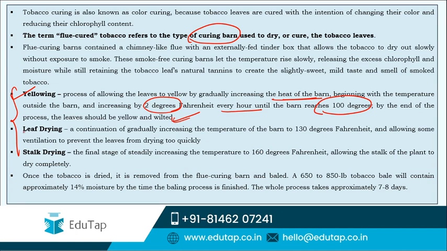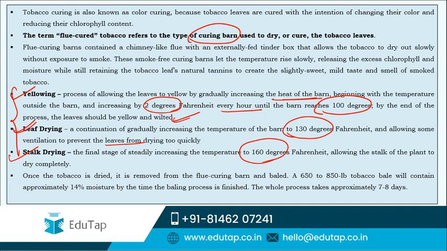Next step is leaf drying. Now, continuing, again the same gradual increase of temperature is done to 130 degrees, along with some ventilation, so that the leaf starts drying quickly. So leaves will dry, but the stalk takes time. So in the final stage the temperature is steadily increased in the same way to 160 degrees, so that the stalk also is dried completely.